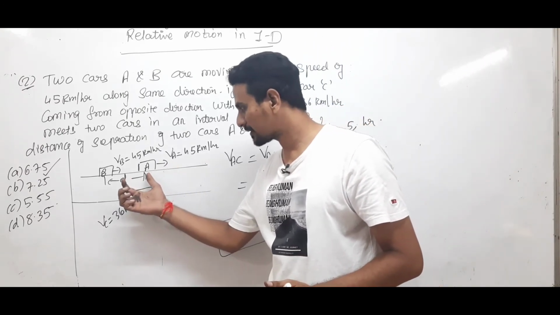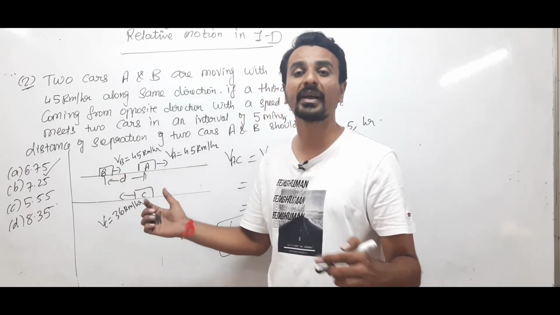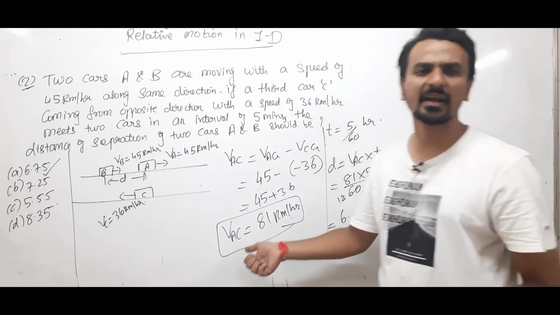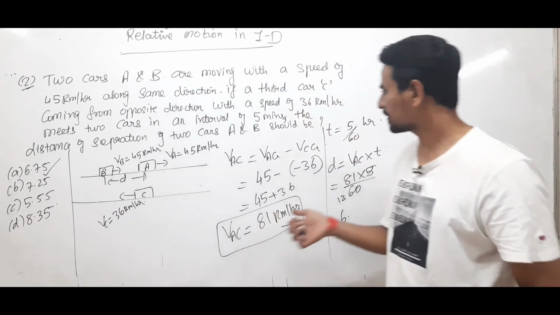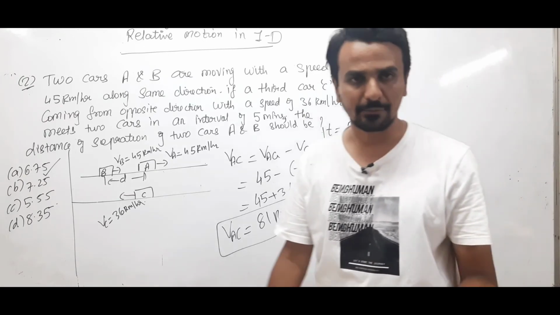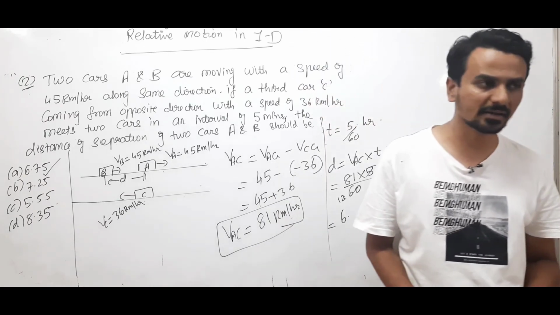We just have to calculate the relative velocity of A with respect to C. The velocity of A is given, B is given, C is moving in opposite direction. So first we calculated the relative velocity of car A with respect to C, and then velocity is displacement by time, or displacement is velocity into time. Done? Let us solve another question.